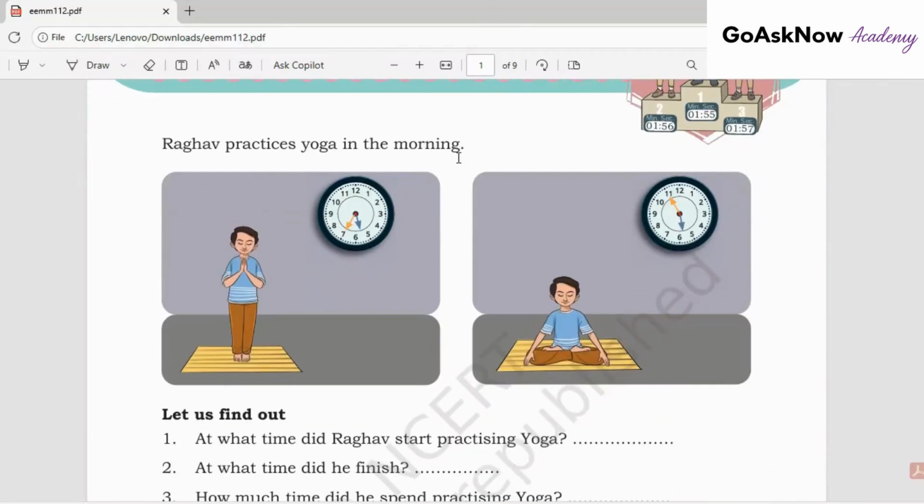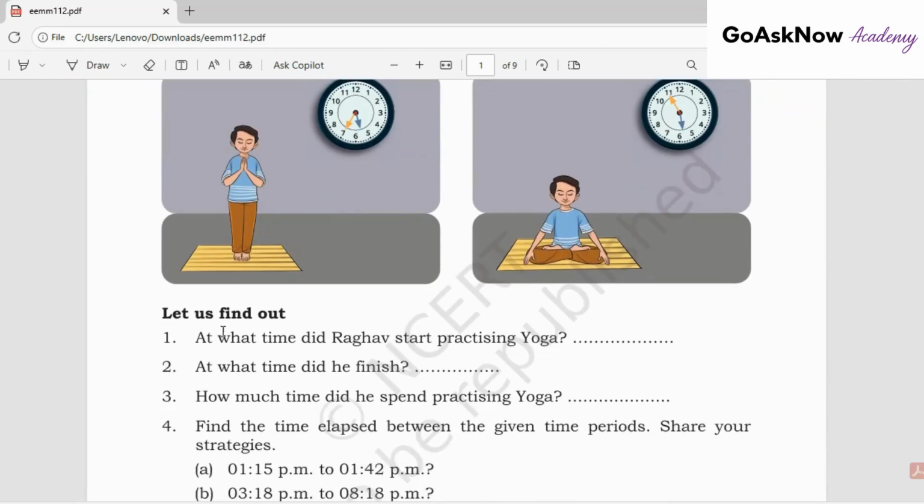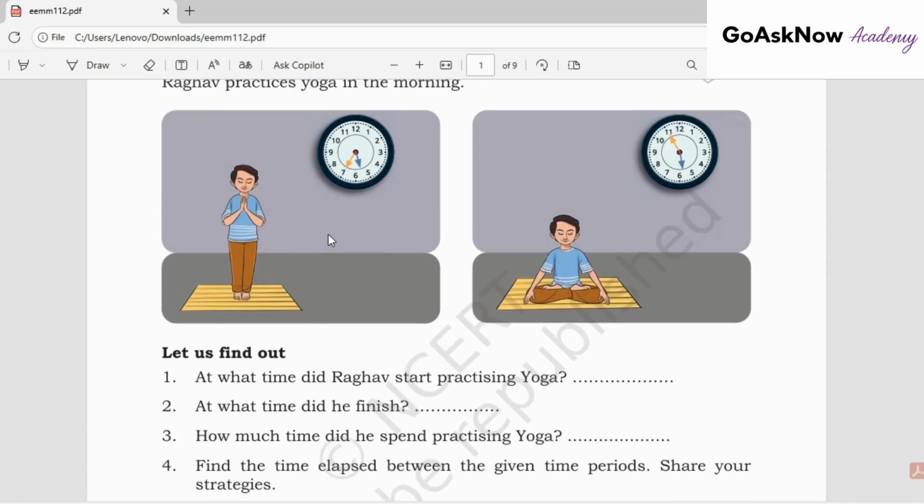Raghav is practicing yoga in the morning. Here, this is the starting time and this is the finishing time. Now, let us find out at which time did Raghav start practicing yoga. Let us check that.